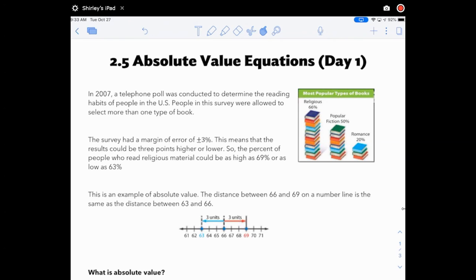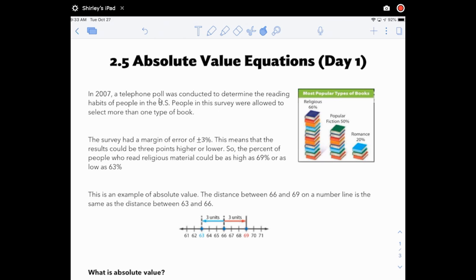Okay, so we're going to start our discussion on absolute value. So this first day, since it is just your completely remote day, very simple, reviewing what absolute value is and a few problems of just evaluating things with absolute value in them. So to give you some contextual understanding of what it might be, we have this first initial problem.